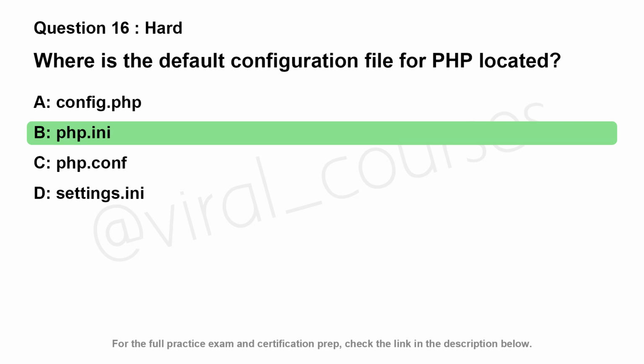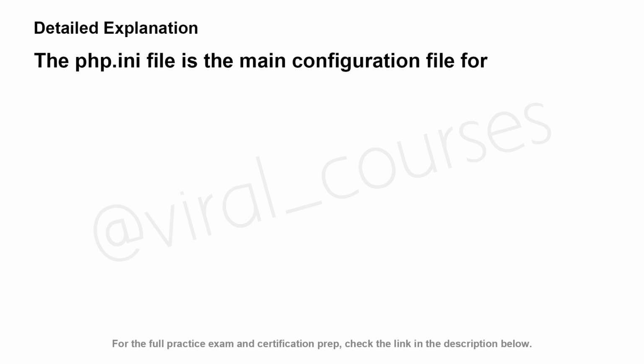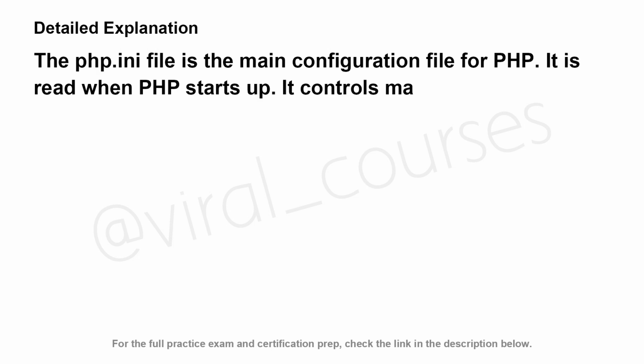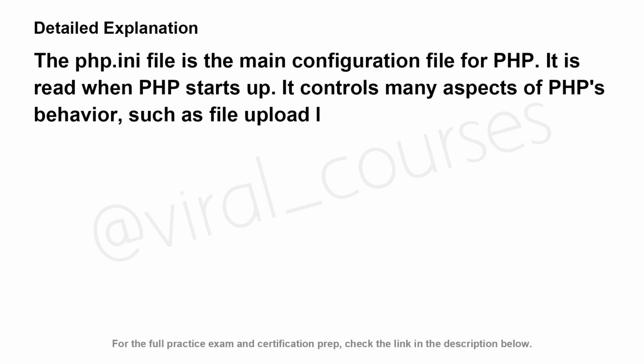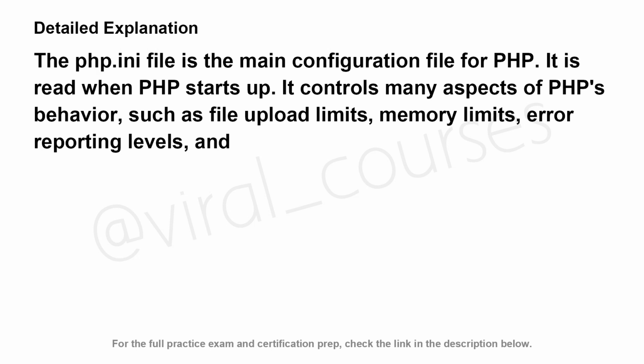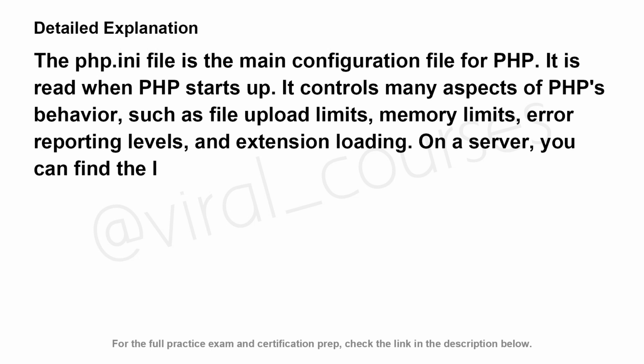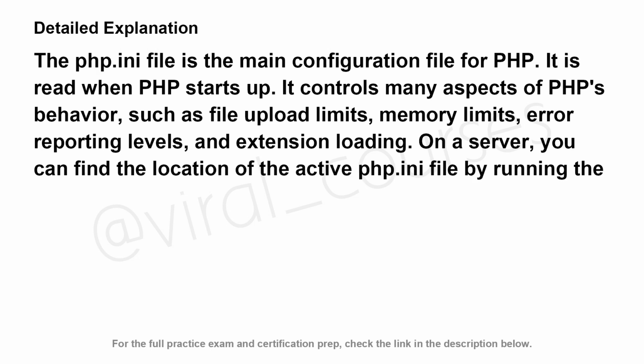The correct answer is B. The php.ini file is the main configuration file for PHP. It is read when PHP starts up. It controls many aspects of PHP's behavior, such as file upload limits, memory limits, error reporting levels, and extension loading. On a server, you can find the location of the active php.ini file by running the phpinfo function.